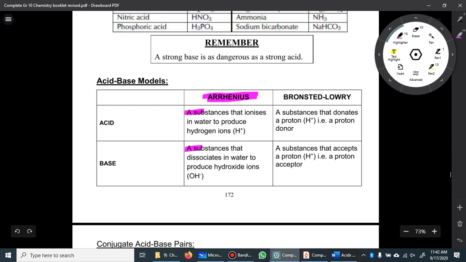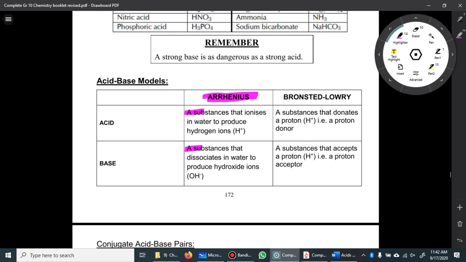Arrhenius said that an acid is a substance that ionizes in water to produce hydrogen ions. Now, from what we've done already, we kind of know this. Then bases are substances that dissociate in water and produce hydroxide ions. Again, we pretty much already know this, but you do need to know that Arrhenius said this, and if they ask you what is Arrhenius's definition of an acid, you will basically give this exact definition. And if they ask you what Arrhenius's definition of a base is, you would give this exact definition.